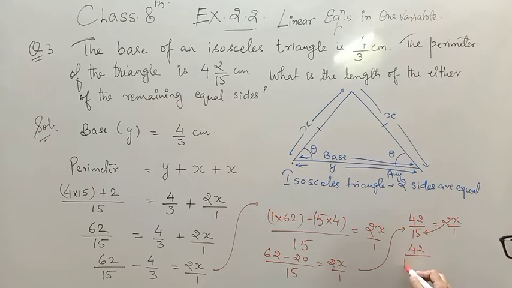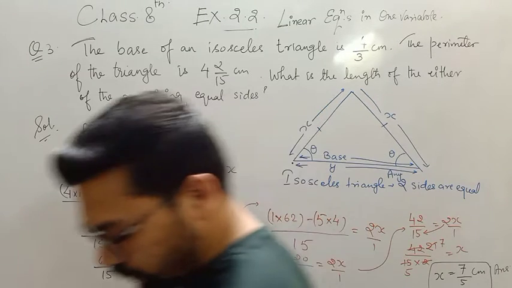42 divided by 15 into 2: 2 twos are 4, 2 ones are 2, 3 fives are 15, 3 sevens are 21. So the value of x is equal to 7 upon 5 centimeters. So this is your answer. Please note it down fast.